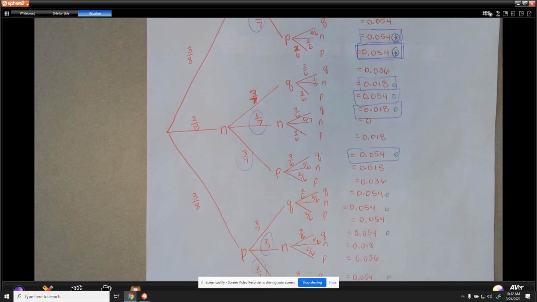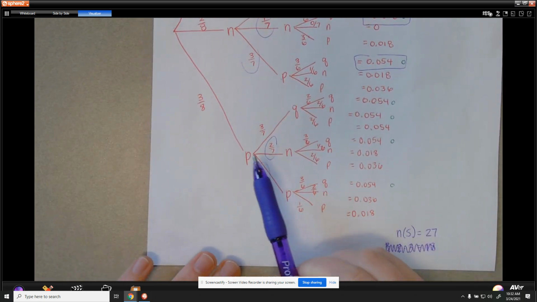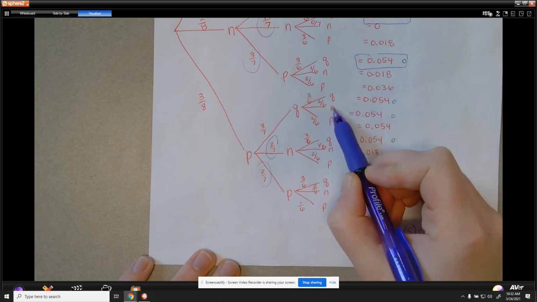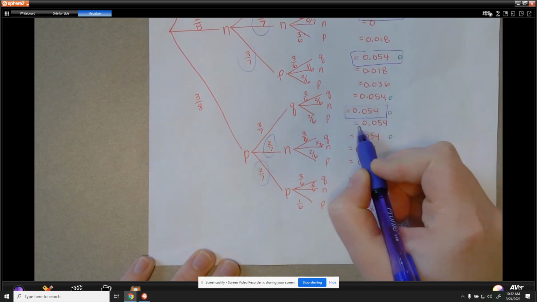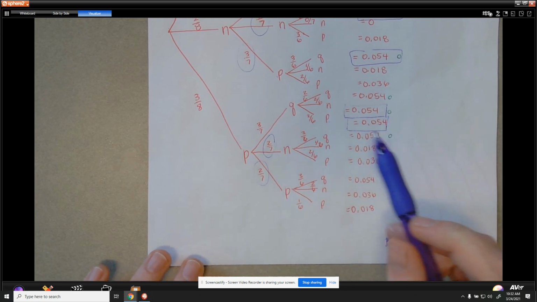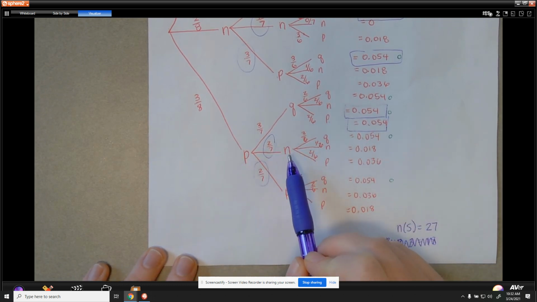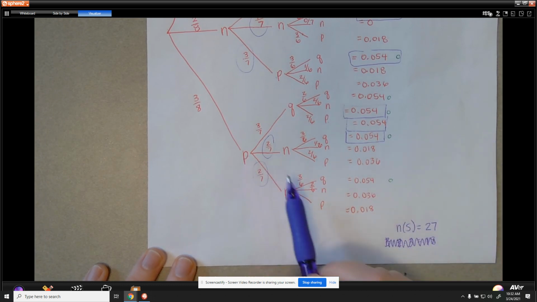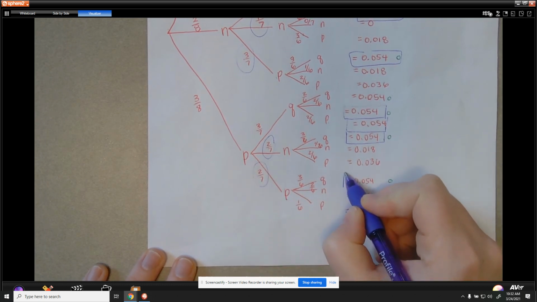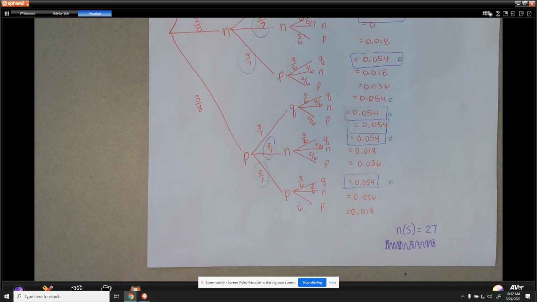All right. Then I could go down here. I could have a penny first and then a quarter, so no other quarters there if it's the second one. I could have penny, nickel, quarter. And I could have penny, penny, quarter. Okay.